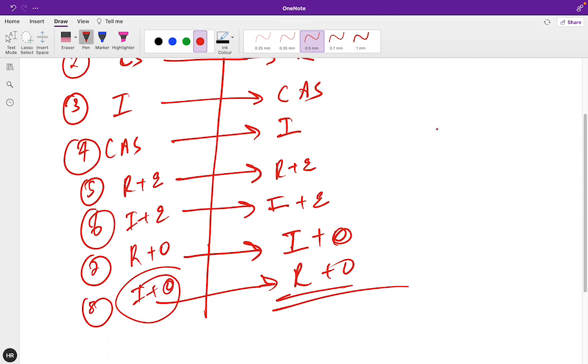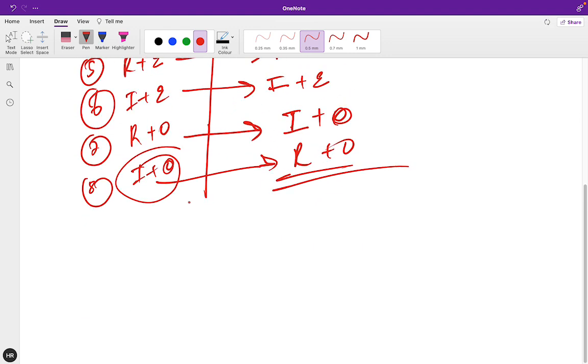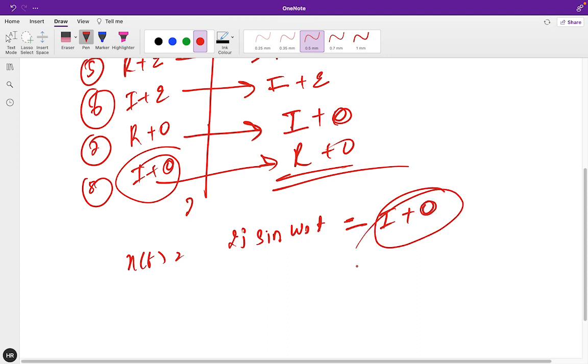So see, they had given the value of x of t equal to 2j sine omega naught t. Okay, so what kind of signal is this? This is an imaginary plus odd signal.